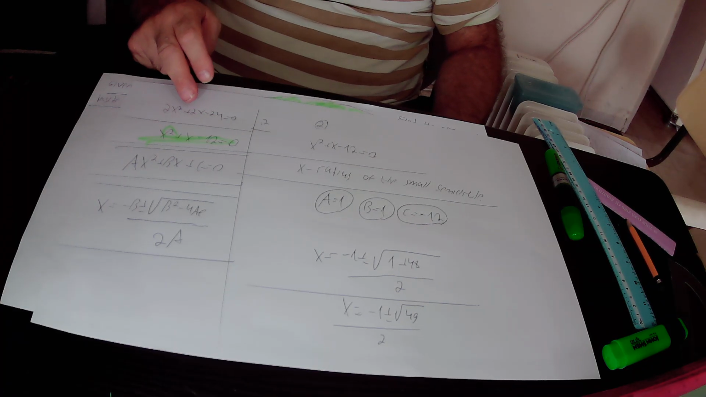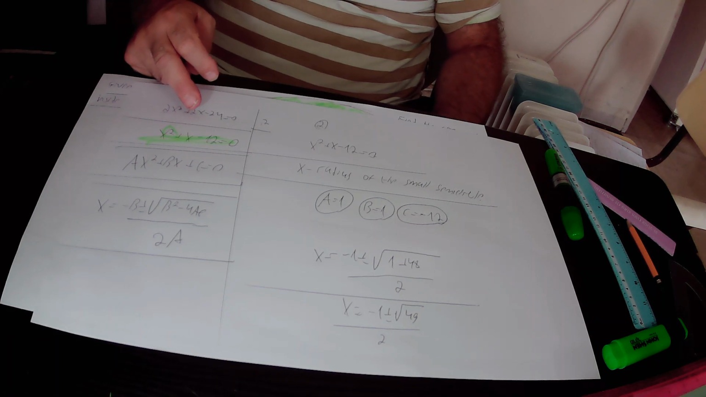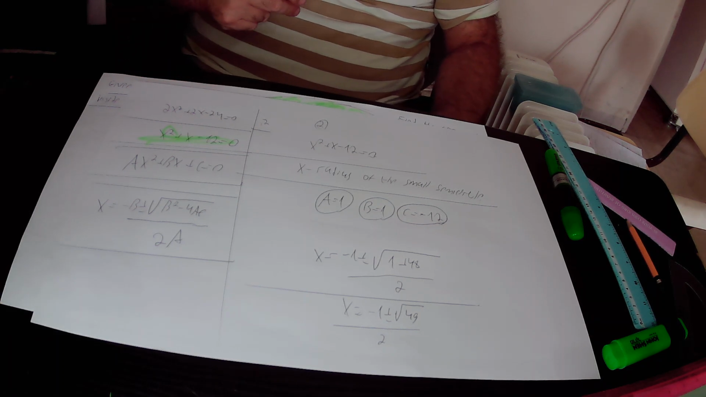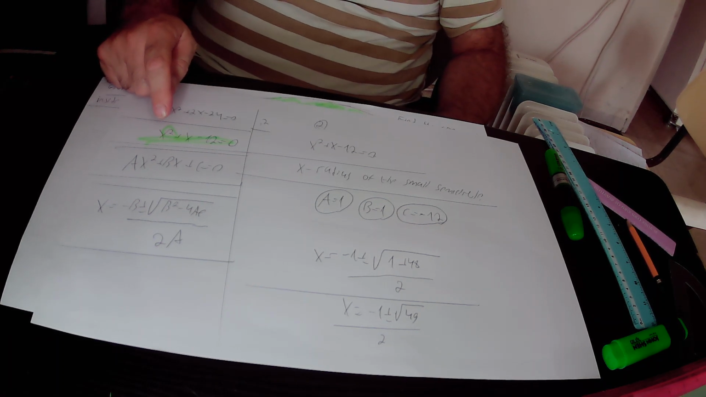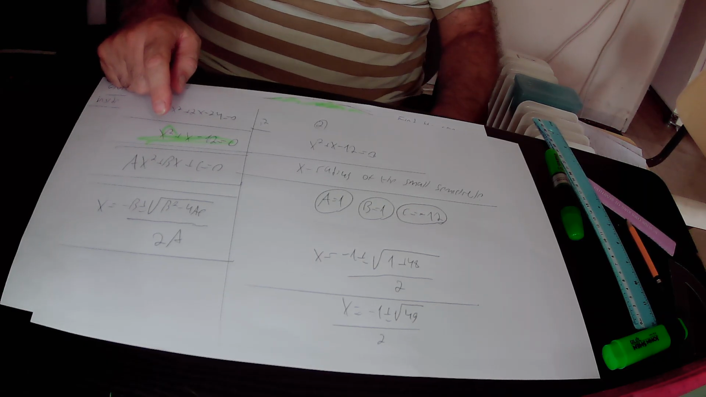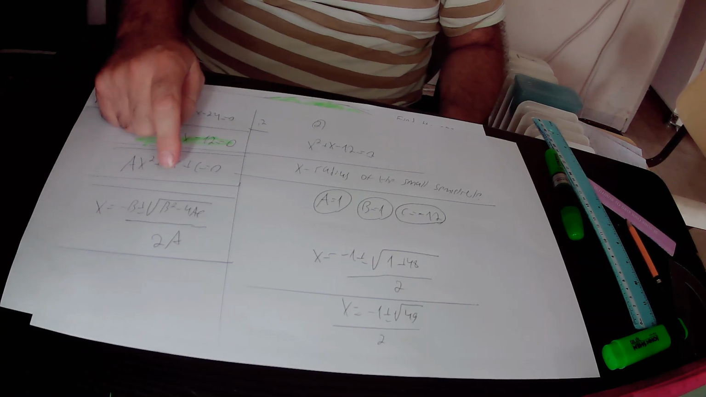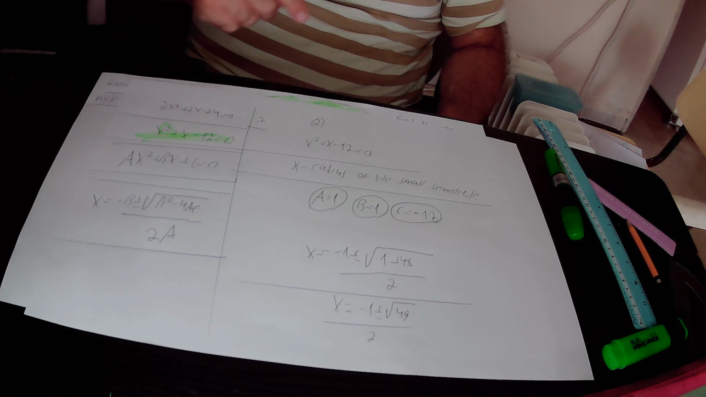This is a quadratic equation, and the general form of a quadratic equation is ax squared plus bx plus c equals 0. In this general form, a, b, and c are the coefficients, and x is the variable we are looking for. We find the value of x according to the following formula: x equals minus b plus or minus the square root of b squared minus 4ac, over 2a.